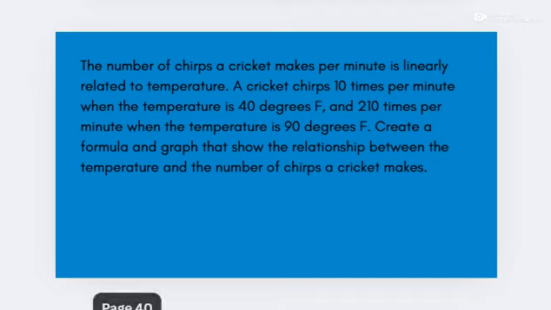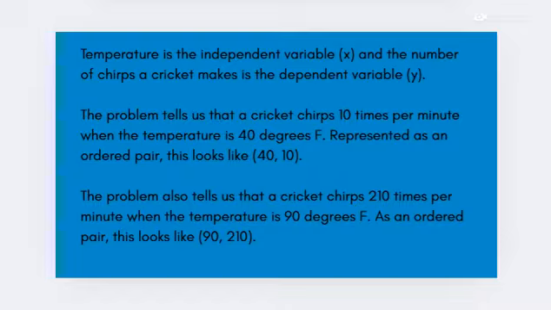We'll do this together. Temperature is the independent variable. Doesn't change no matter what. Temperature is temperature. And the number of chirps a cricket makes is the dependent variable. It depends on what the temperature is of how much a cricket chirps. The problem tells us that a cricket chirps 10 times per minute when the temperature is 40 degrees Fahrenheit. Represented as an ordered pair, this looks like (40, 10).